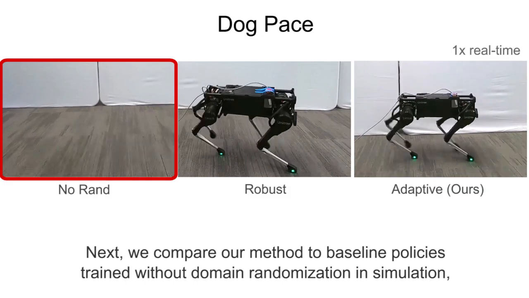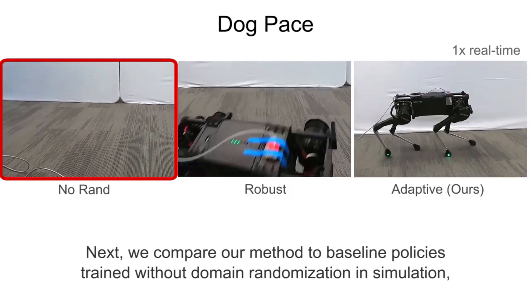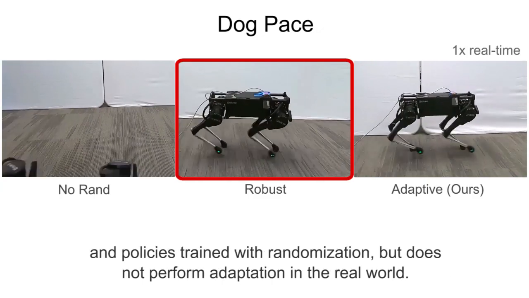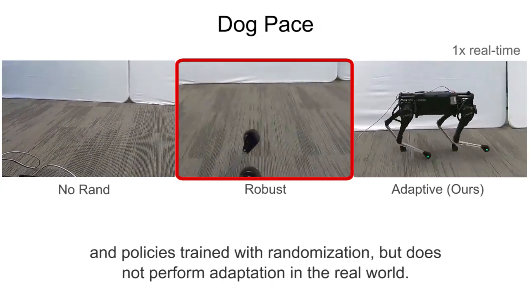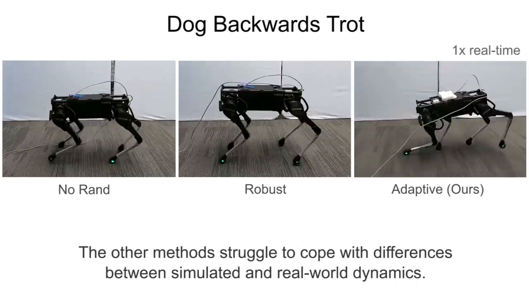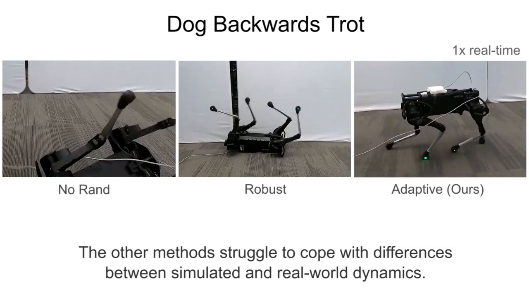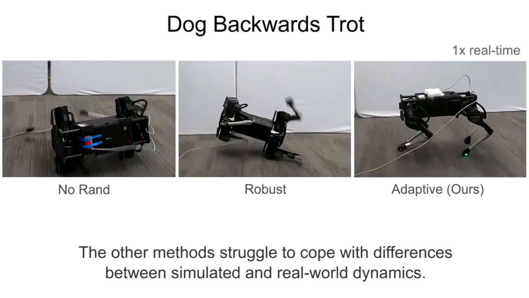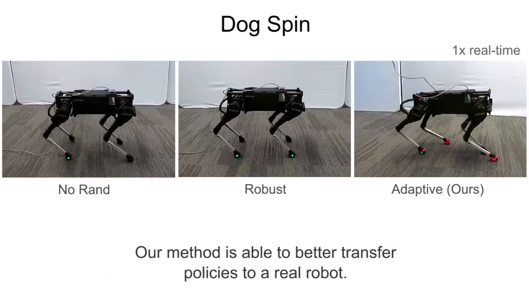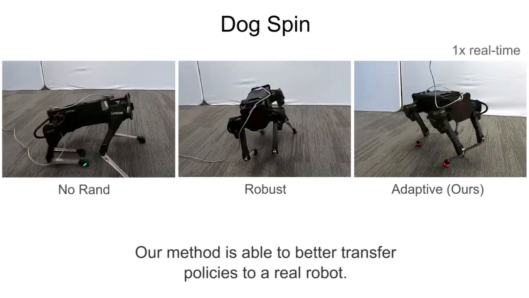Next, we compare our method to baseline policies trained without domain randomization in simulation, and policies trained with randomization, but that do not perform adaptation in the real world. The other methods struggle to cope with differences between simulated and real-world dynamics. Our method is able to better transfer policies to a real robot.